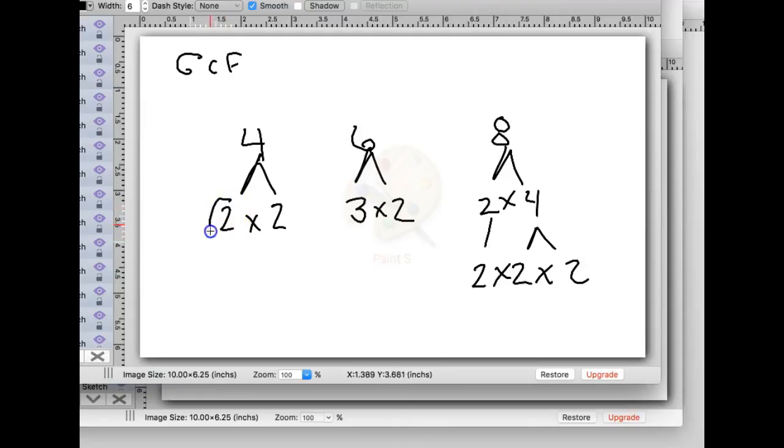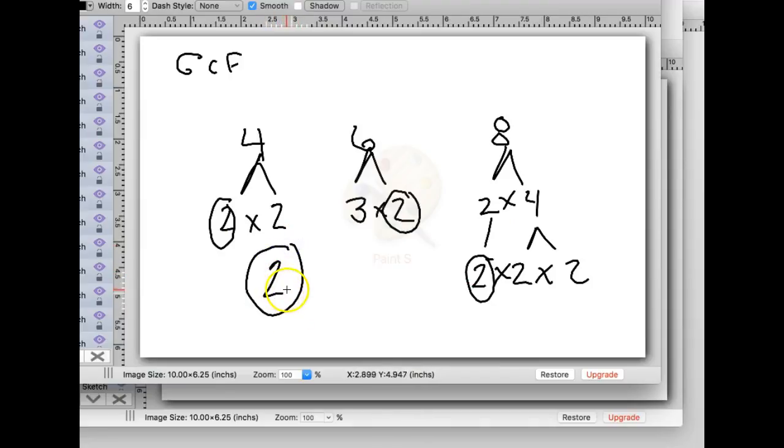Okay, well, let's start. They have a 2 in common, and that's it. You can't say, oh, this is in 2 and that. No. What do all three of them have in common? They all three just have one 2. So that's the greatest common factor of 4, 6, and 8. It is 2. Okay.